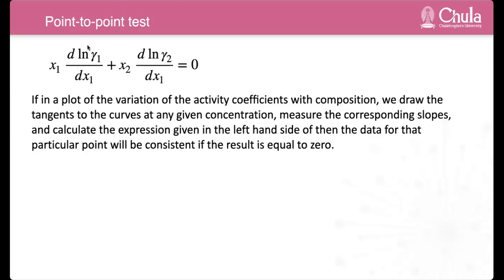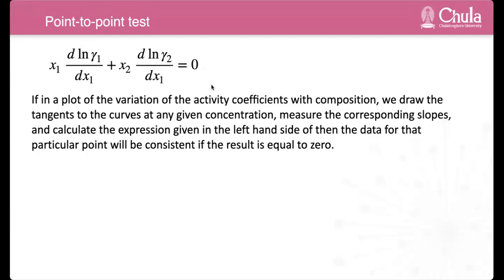So if you can find the slope, you obtain this value and this value, right? And this one you multiply with x1. Okay, and this one you multiply with x2. You take the summation, must be 0. Okay, so if every point satisfies this condition, it passes the point-to-point test.